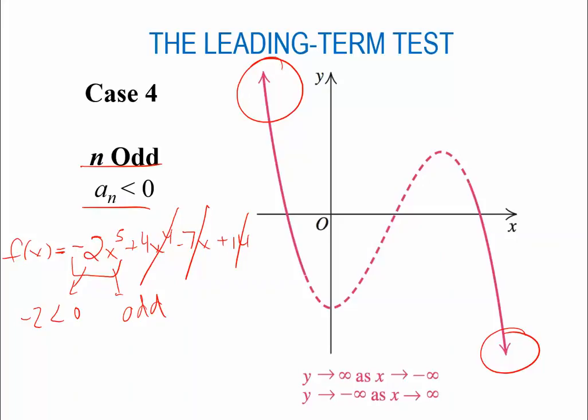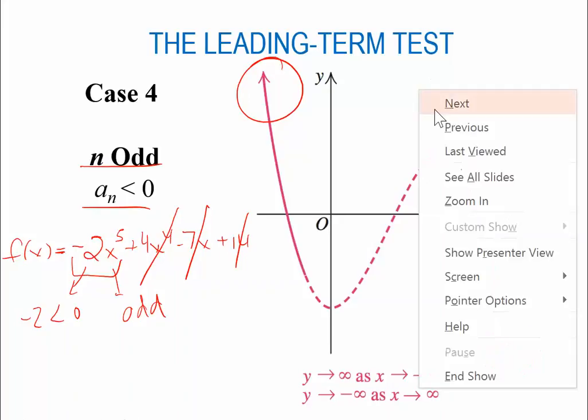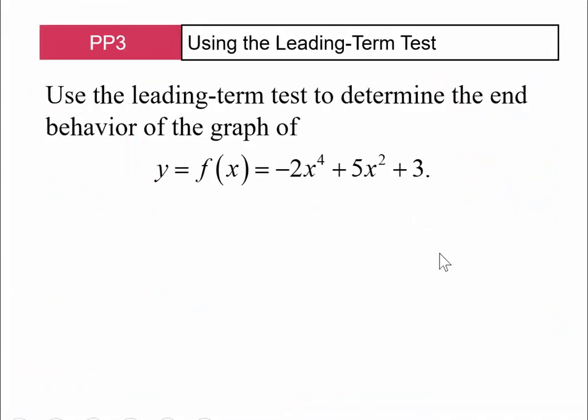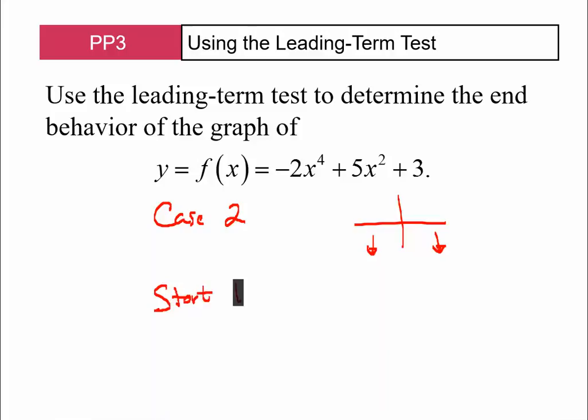All right, let's apply this real quickly. Practice problem number 3 says: use the leading term test to determine the end behavior of the graph of the given polynomial. All right, so let's go for it. First of all, this is case number 2. This is the case where you have an even degree polynomial and a negative a value. In this case, we're going to start low and end low. That's it. This is case number 2. The way you'd write it out, if you had to, is start low, end low.